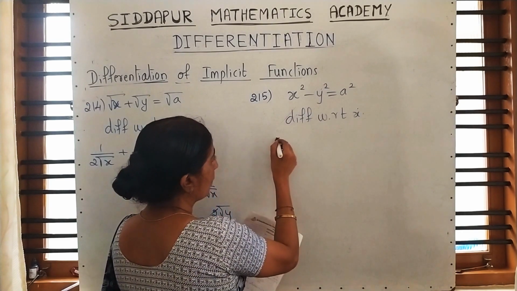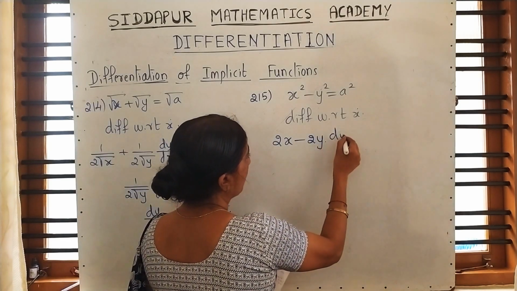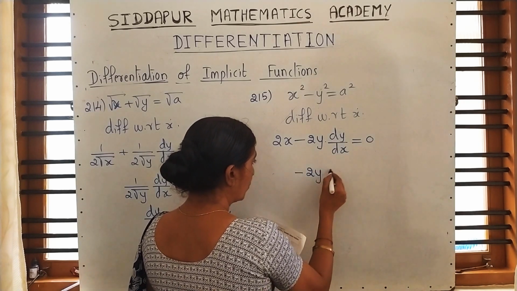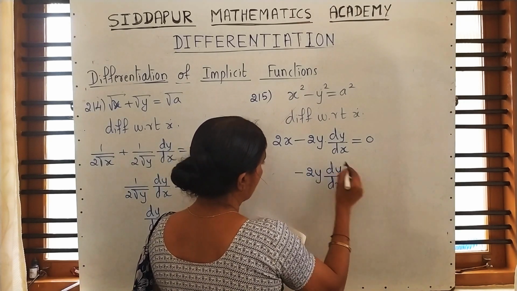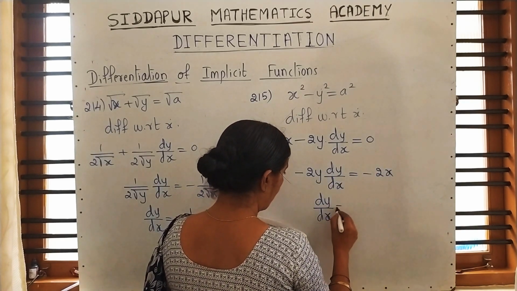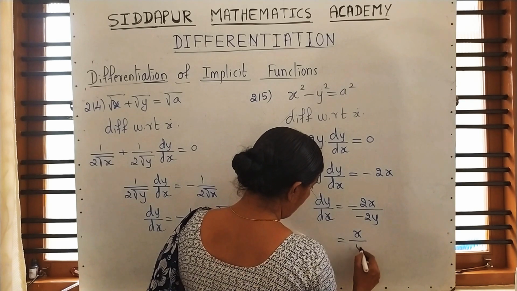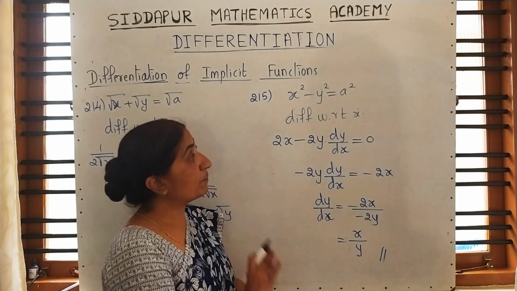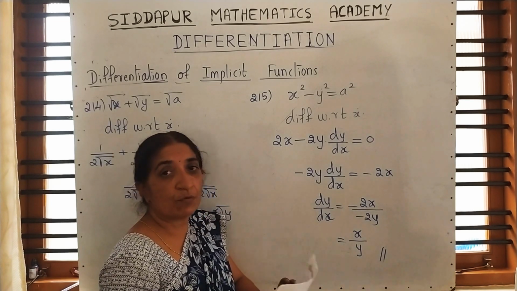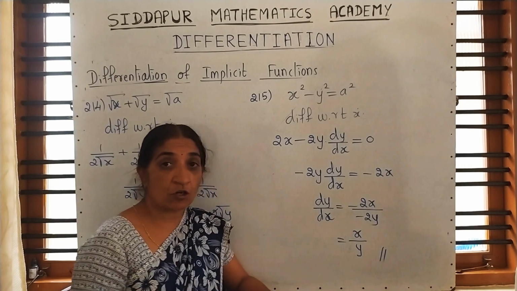What is the differentiation of x square? It is 2x. Differentiation of y square is 2y into dy upon dx is equal to 0. I kept minus 2y into dy upon dx as it is, taking 2x on that side, minus 2x. Both minus signs cancel, x by y. So first practice these 15 questions. Try to understand the concept. In the next class I will give some more examples on implicit functions. Then I will explain the differentiation of inverse trigonometric functions.